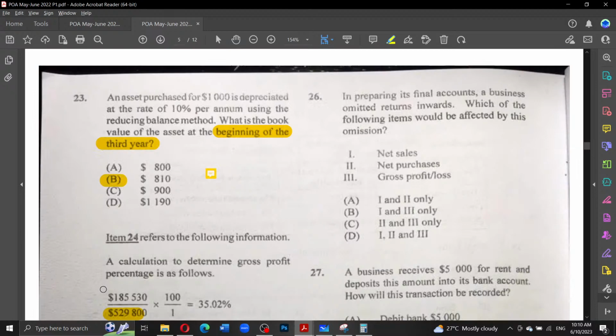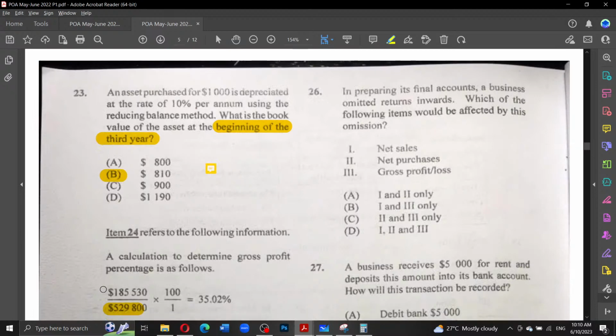So let's move on to 26. In preparing the final accounts, a business omitted return inwards. So return inwards is another name for sales return. Which of the following items would be affected by this omission? So net sales, definitely. Remember to find net sales, you have to get total sales minus any returns, right? So remember I said return inwards is the same as sales return. So definitely net sales will be affected.